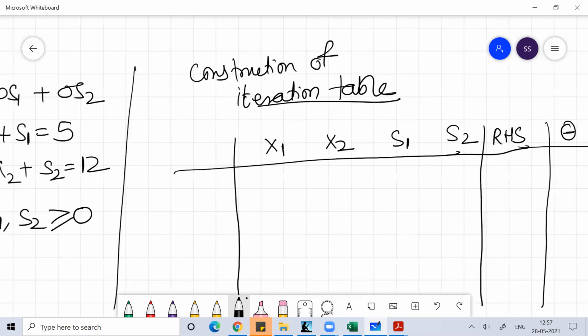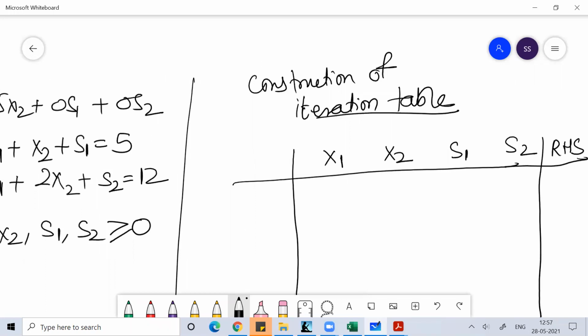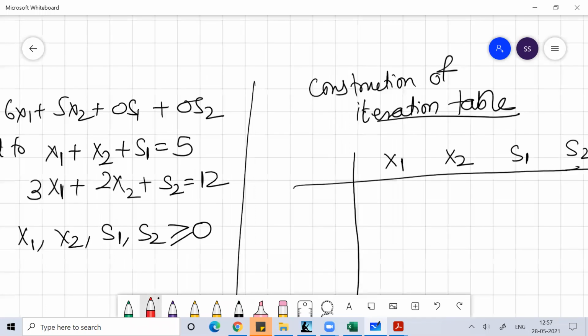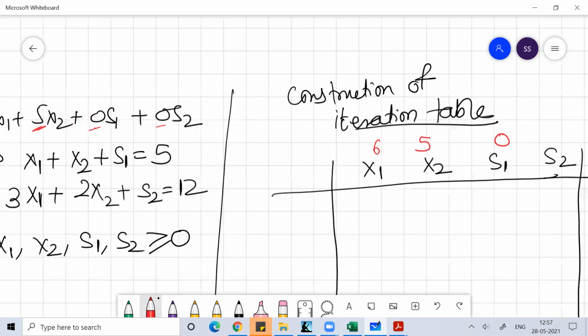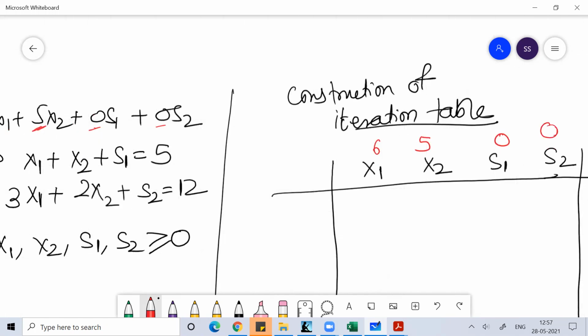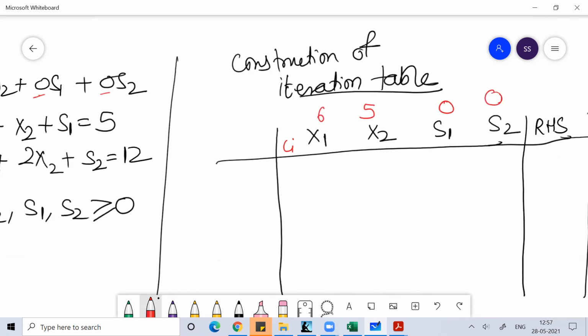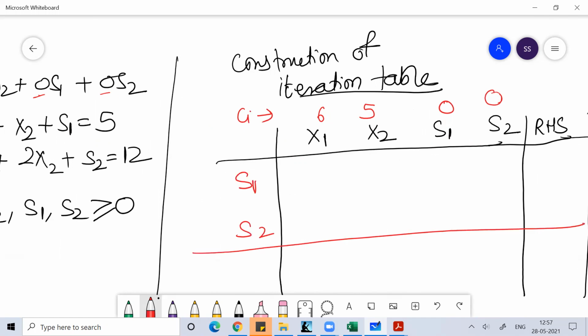Here the coefficients of x1, x2, s1, s2, we write by looking at the objective function: 6, 5, 0, 0. These values we call CI. Then the slack variables I'll introduce into the solution. We always start solving by working on the slack variables.